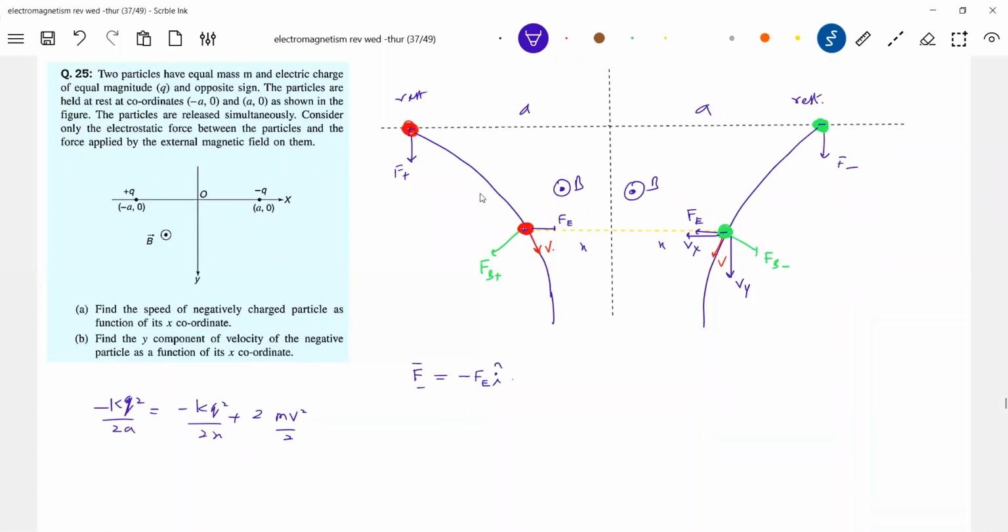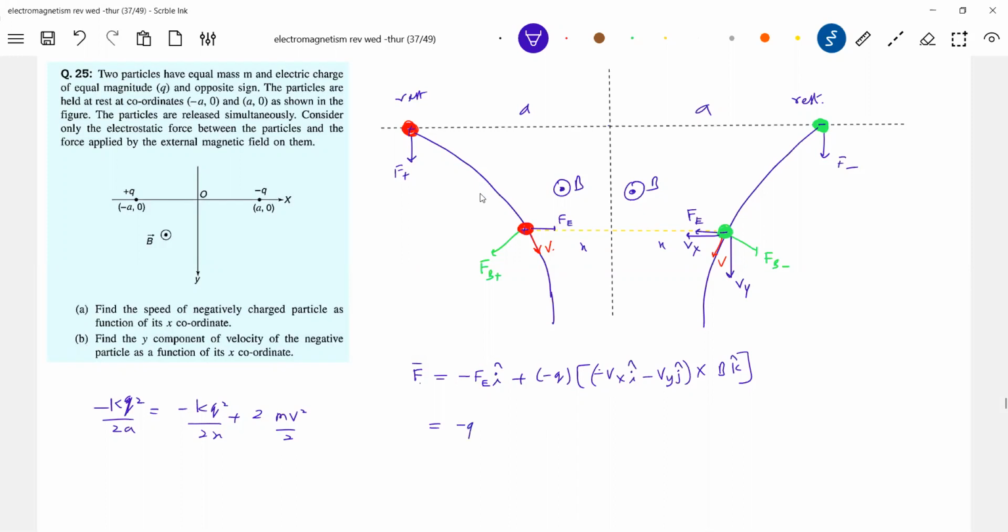minus Fe into i cap plus magnetic force. So for the negative charge particle, the velocity components are minus Vx i cap minus Vy j cap, cross B k cap. B bar into the plane. Oh, okay, B bar out of the plane. Okay, on the negative particle, it is understood.